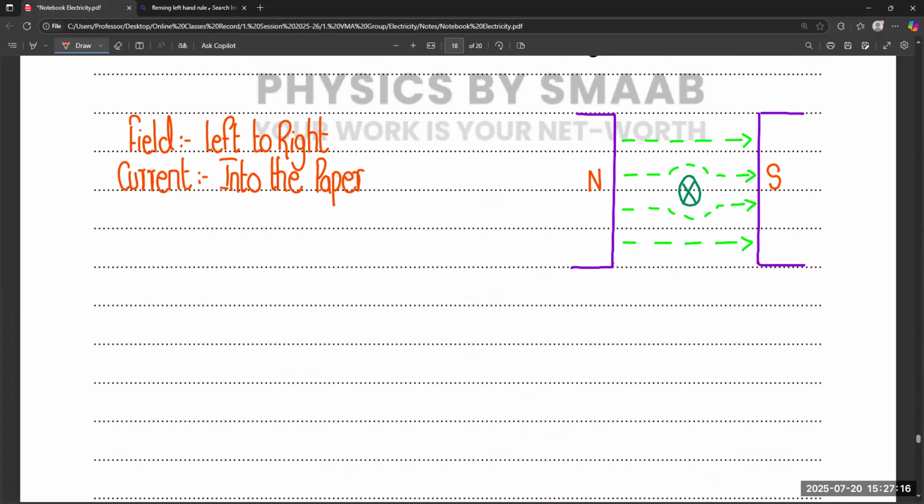So the direction of current is into the paper. Now, what will be the direction of the force on the conductor in this diagram?